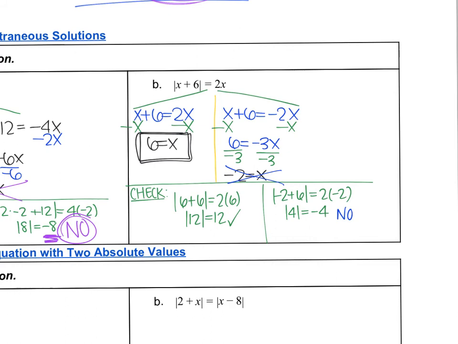It might not always be one solution. It could be both of them check out. It could be one of them checks out. It could be neither of them check out. So you have to check both of them. Even if the first one works, you can't just be like, oh, the second one must not work. You have to check them both. All right, let's keep going.